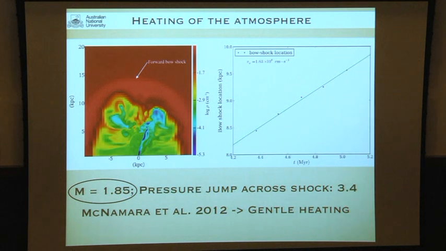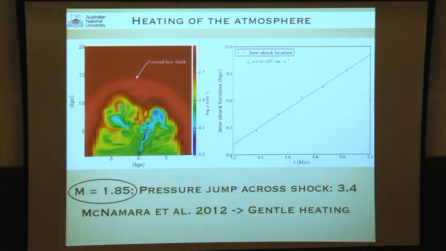So, heating of the atmosphere. We know in Hydra A, there is an outer shock surrounding the X-ray cavities, which has a Mach number of 1.2, which indicates that the shock heating of the AGN is mild in the later phase.